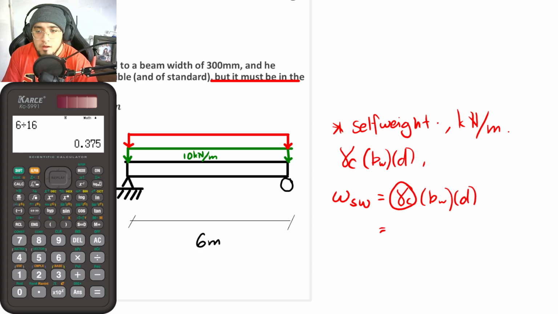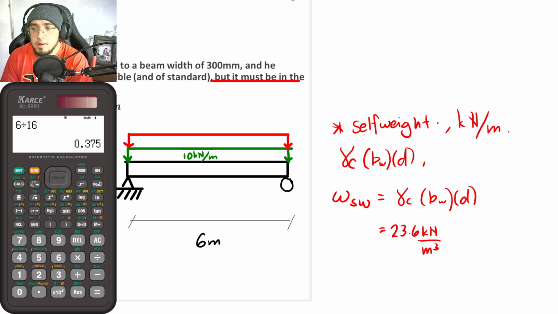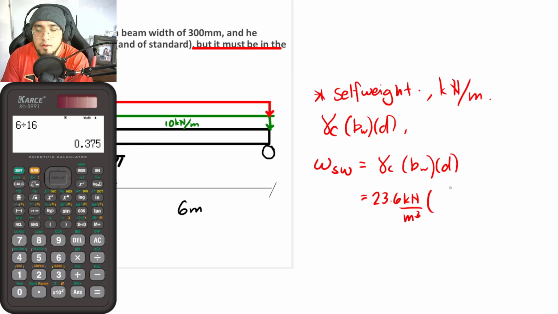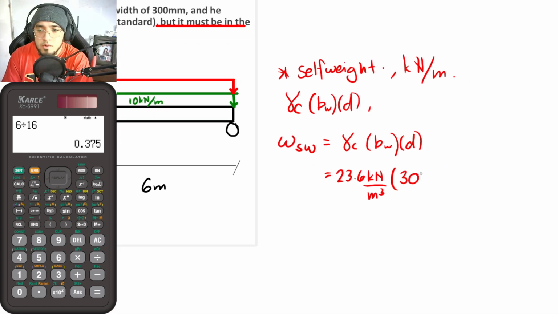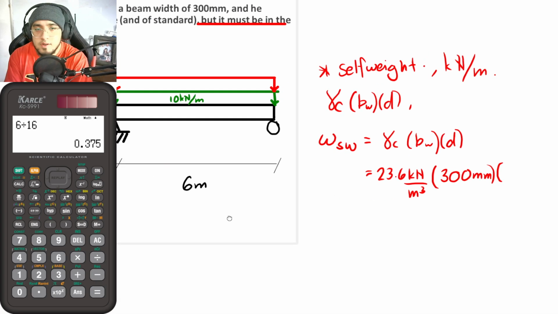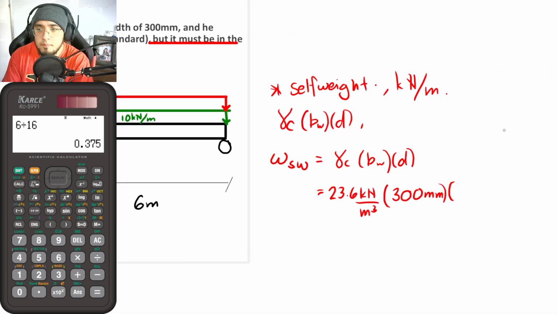For the unit weight of concrete, by default, we actually make use of 23.6 kilonewtons per cubic meter. In some reference books, they use 24 kilonewtons per cubic meter, but in my case, I will be making use of 23.6, which is the default value for board examinations. So that is once again 23.6 kilonewtons per cubic meter times B sub W, and according to the problem, that is 300 mm, times D, and the D that we have chosen here is actually 400 mm.